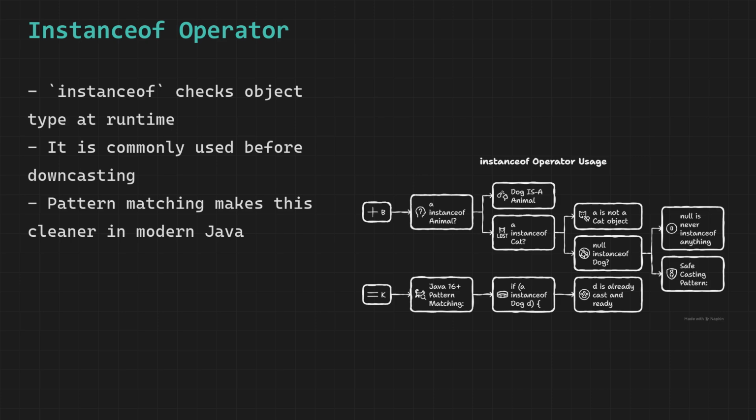Looking at the diagram, the class hierarchy shows Animal as the parent class with Dog and Cat as subclasses. If we have an Animal reference variable a pointing to a Dog object, then a instanceof Dog returns true. a instanceof Animal also returns true because Dog is an Animal through inheritance. But a instanceof Cat returns false because a is pointing to a Dog, not a Cat.